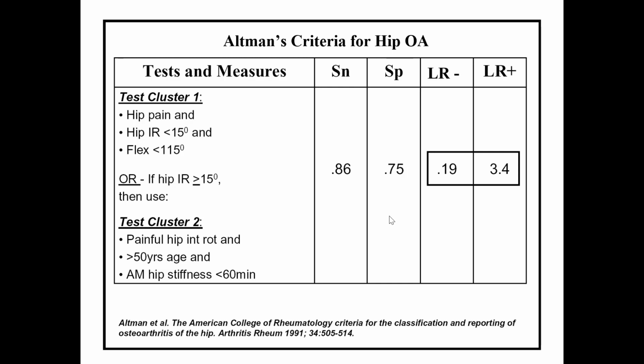The second cluster is for patients that have hip internal rotation greater than or equal to 15 degrees. In this cluster, if patients have painful hip internal rotation and are over the age of 50 years old and complain of hip stiffness in the morning that lasts less than 60 minutes, there is also a high likelihood of hip osteoarthritis.